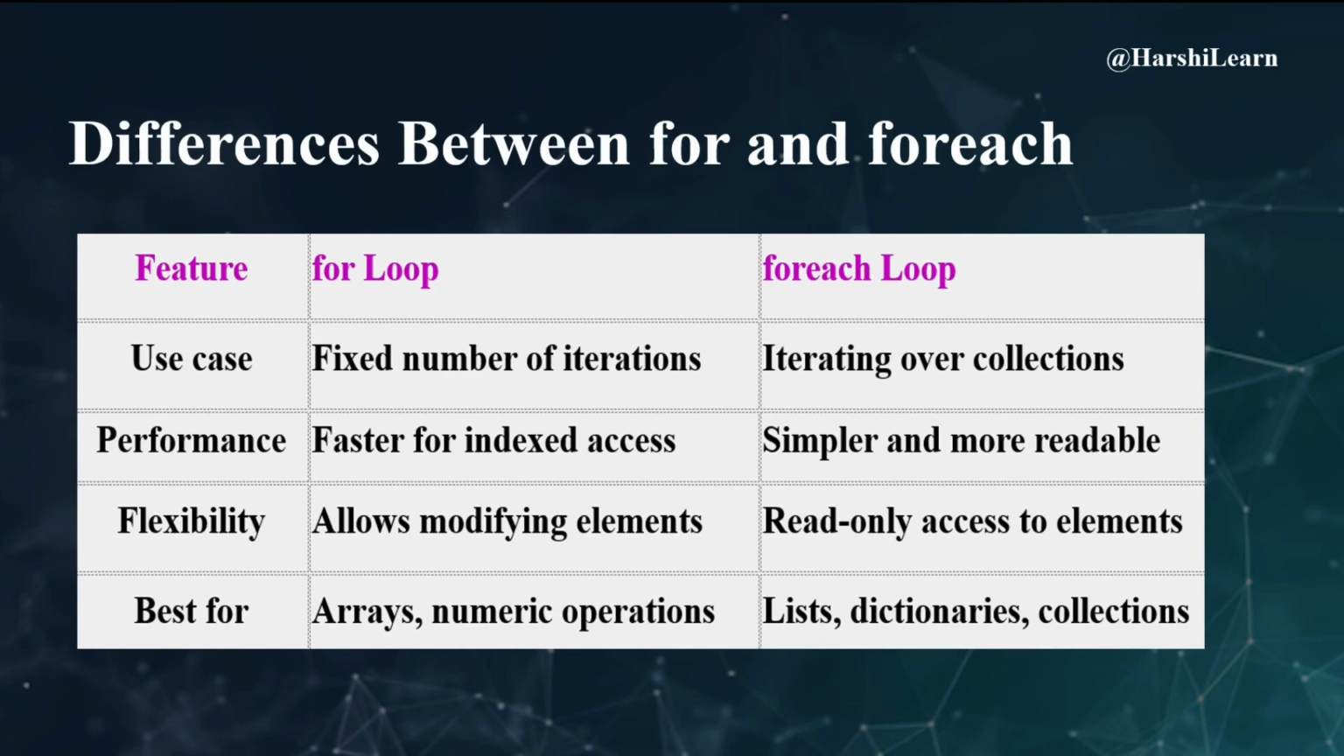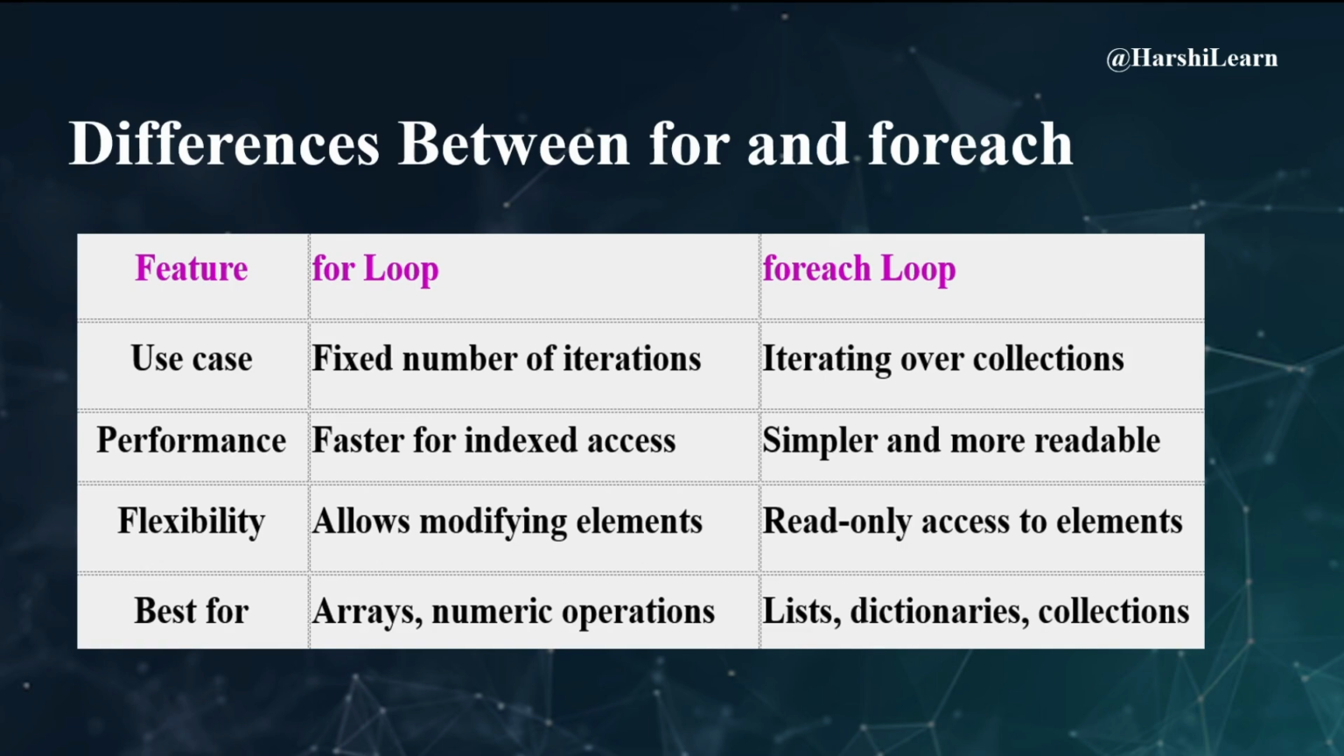Now that we have looked at how for and foreach loops work, let's compare them and understand when to use each one. Both loops help us to repeat tasks, but they serve different purposes. Let's break it down. A for loop is best when you need full control over the number of iterations. And a foreach loop is ideal when you're working with collections like arrays, lists, and dictionaries.